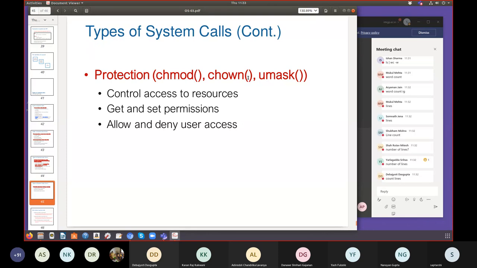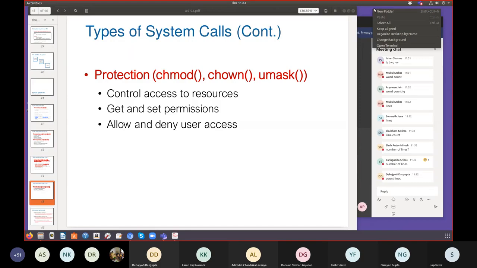Let's say chmod, chown. So chown is change ownership. You would like to make someone an owner of a file. Right, so that is change ownership of a file. I don't know if you have observed these things, but every file has an owner. Every file has an owner.